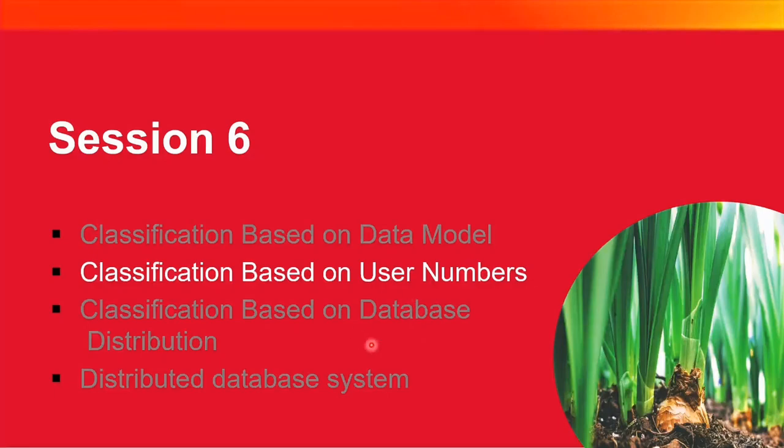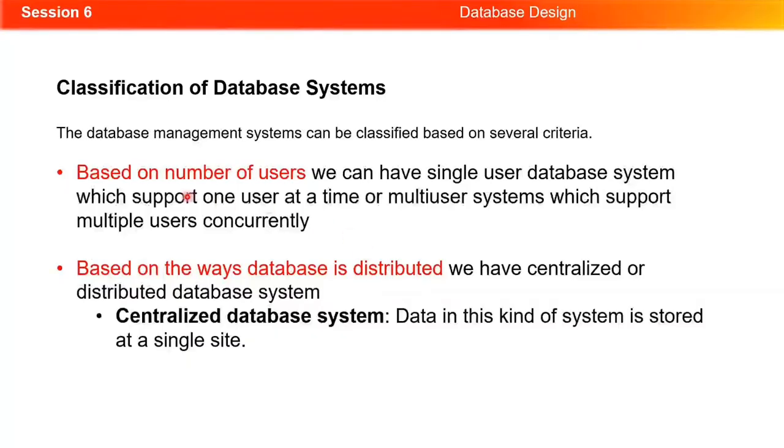Welcome back to this video. This is video 7. We are still on section 6. In this video, we will talk about database classification based on user numbers. So we can classify our database system or how it is built or designed based on the number of users, where the number of users can be a single user, which would be a rather simple design, and where we could support either one user at a time or multiple users or multiple systems which support multiple users concurrently.